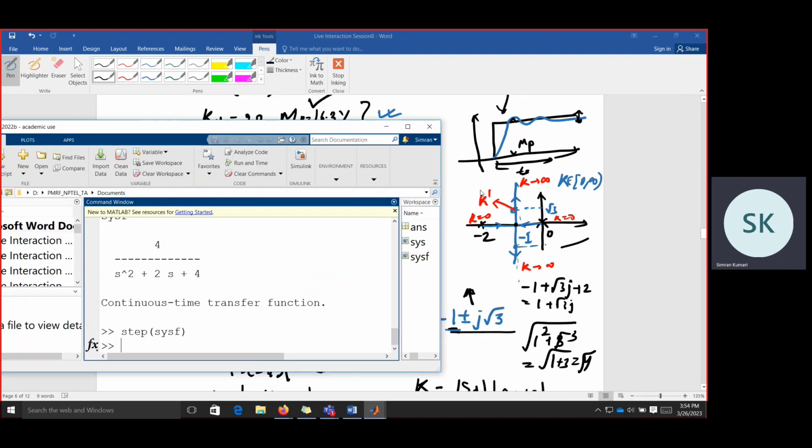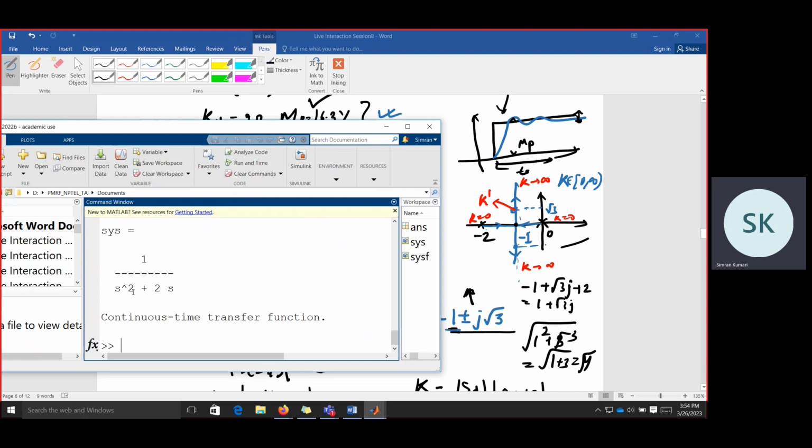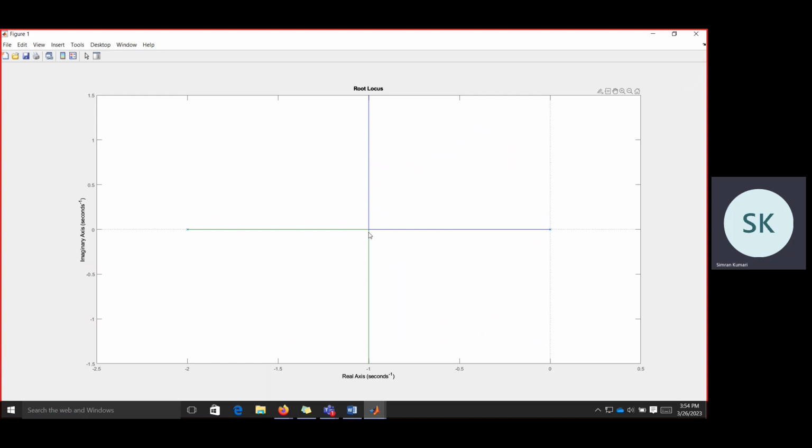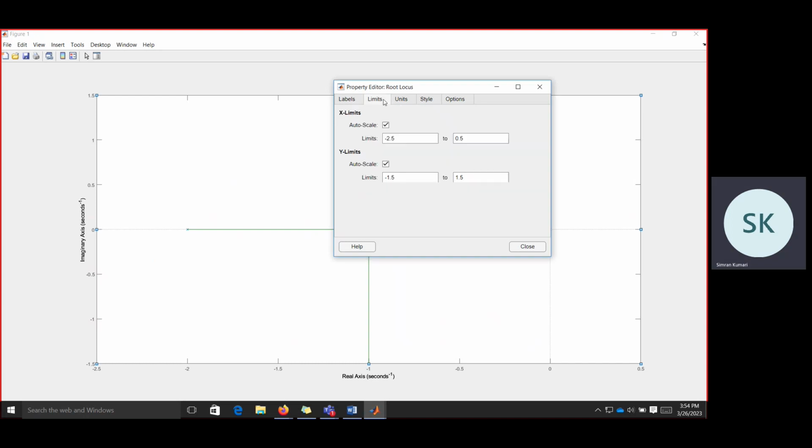We have gone through the lectures where you saw how to draw the root locus of a system. So we have this G(s), which is 1 by s squared plus 2s, and then we draw the root locus for this one using rlocus. This is the plot that we got. This is -1, and we said that we want -1 plus minus j root 3. So for going to that limit, I just change the limit.